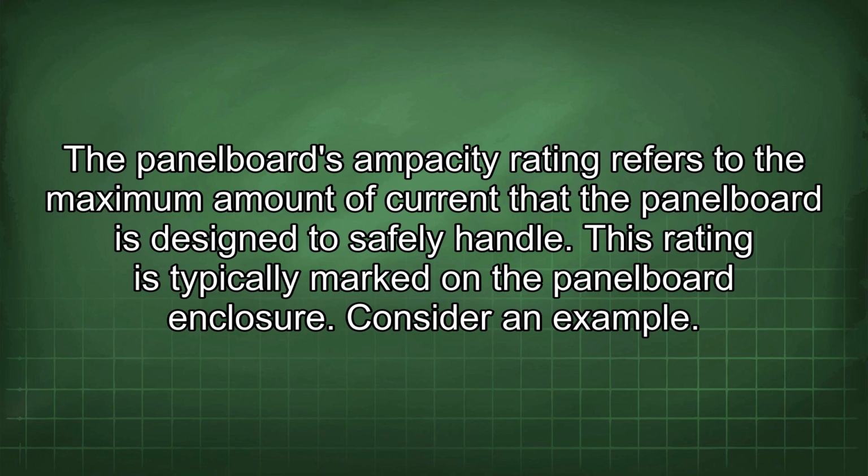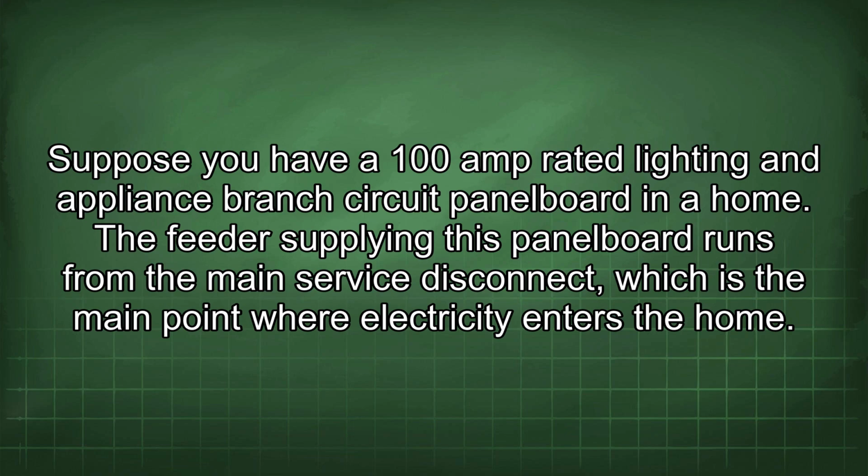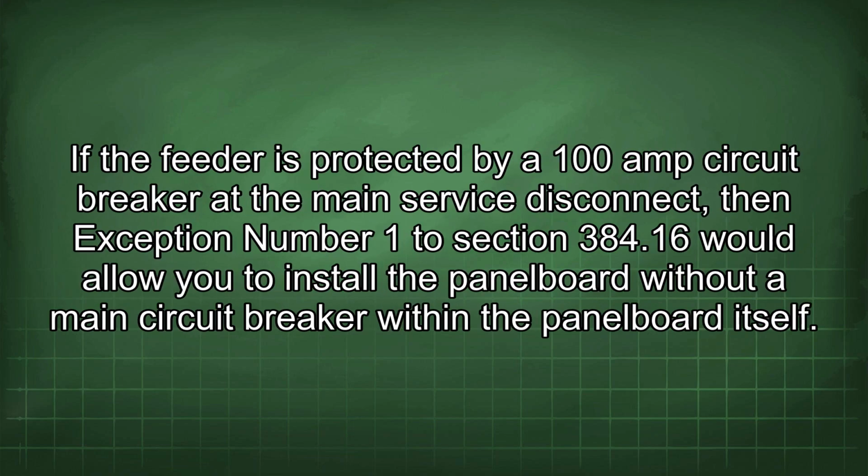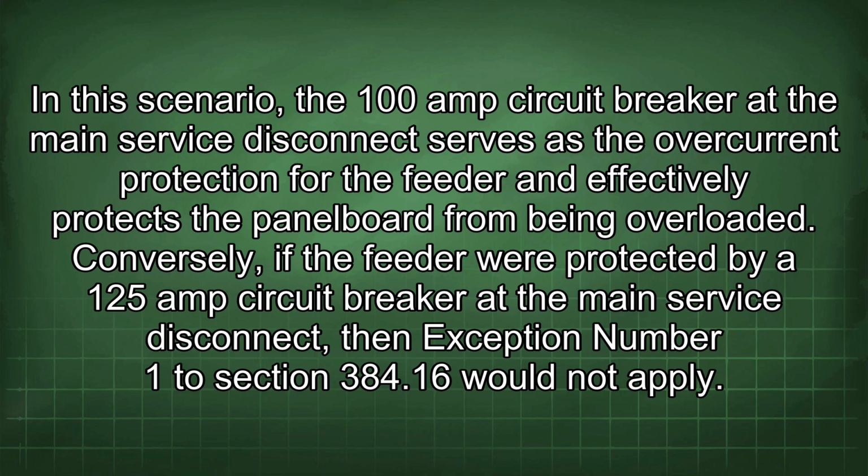Consider an example. Suppose you have a 100 amp rated lighting and appliance branch circuit panel board in a home. The feeder supplying this panel board runs from the main service disconnect, which is the main point where electricity enters the home. If the feeder is protected by a 100 amp circuit breaker at the main service disconnect, then exception number 1 to section 384.16 would allow you to install the panel board without a main circuit breaker within the panel board itself. In this scenario, the 100 amp circuit breaker at the main service disconnect serves as the overcurrent protection for the feeder and effectively protects the panel board from being overloaded.